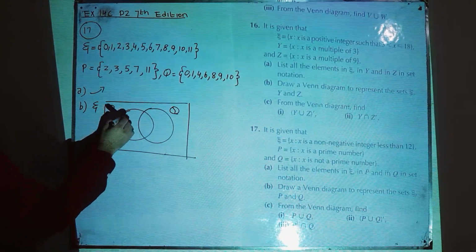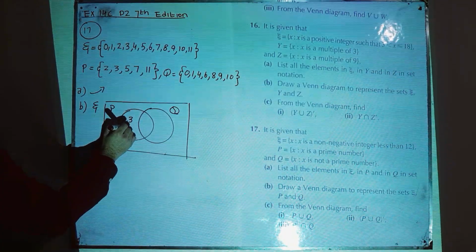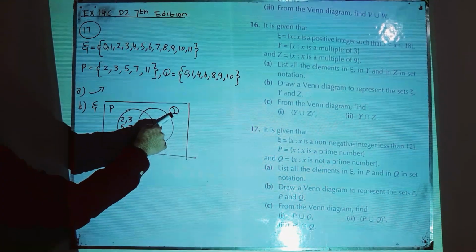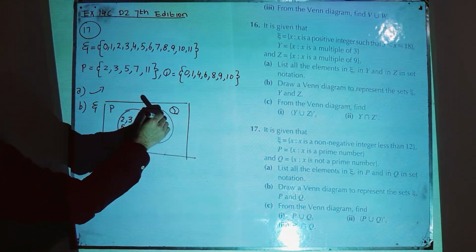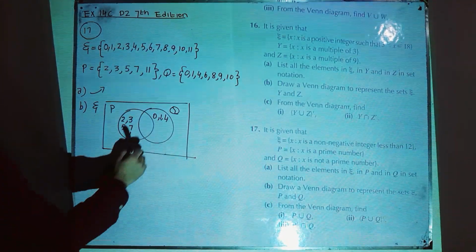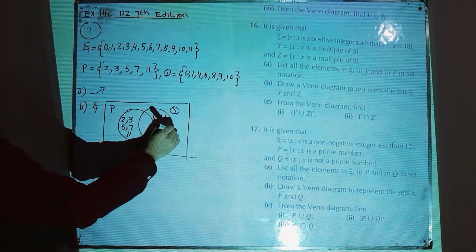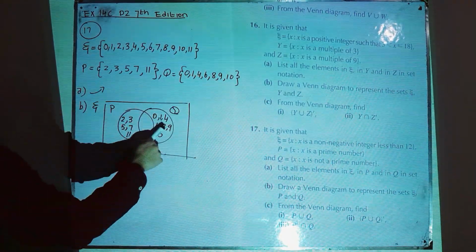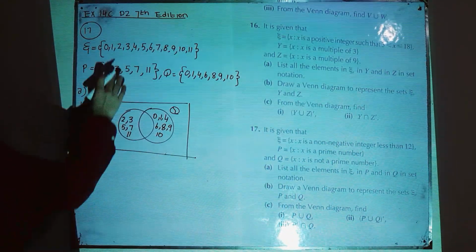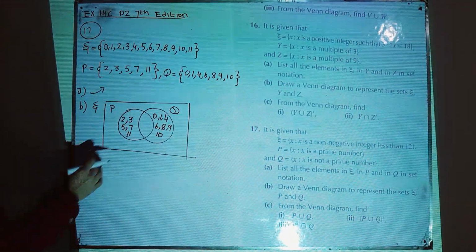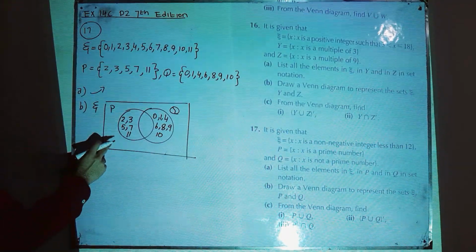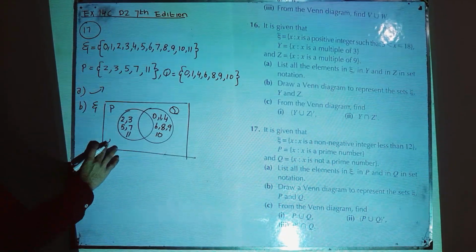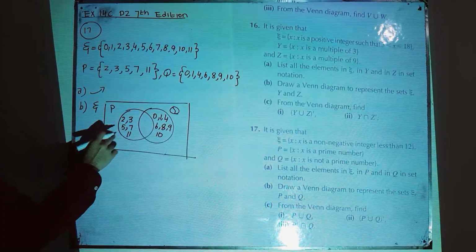Here you are going to write the elements of P, which are 2, 3, 5, 7 and 11. While in this space that belongs only to Q, you are going to write the elements of Q: 0, 1, 4, 6, 8, 9 and 10. The other elements of the universal set, the rest of the elements, will be written over here. Because 0 is part of the universal set and 0 is over here, there is no need to write it outside.